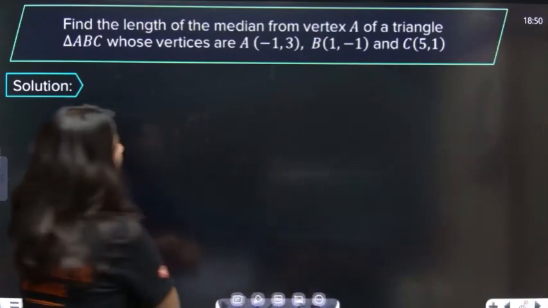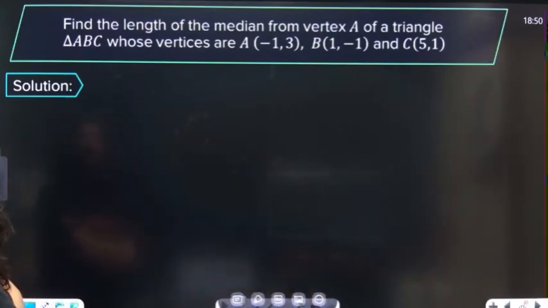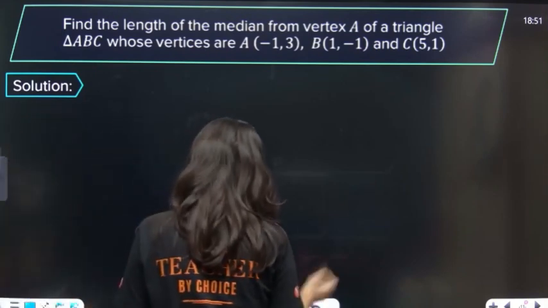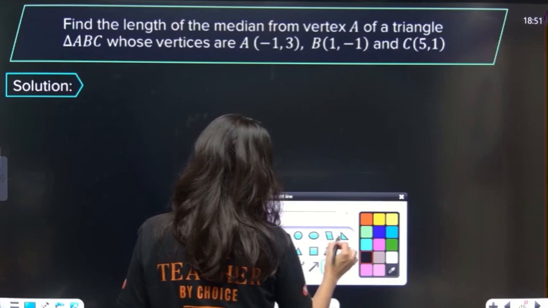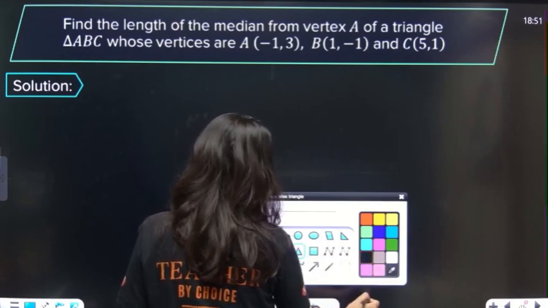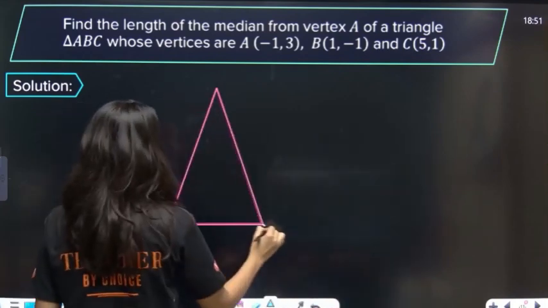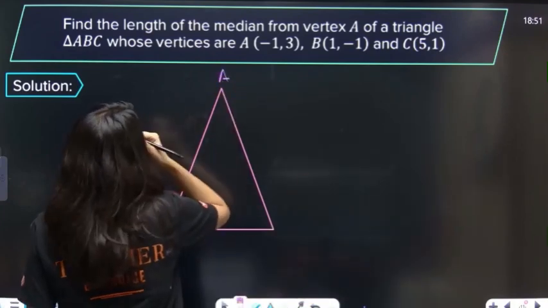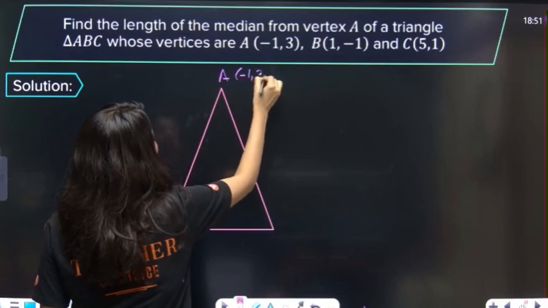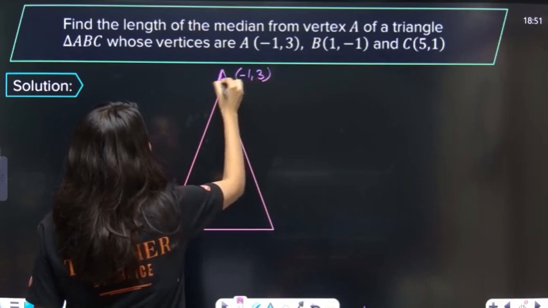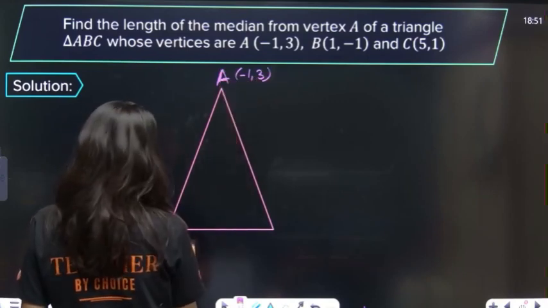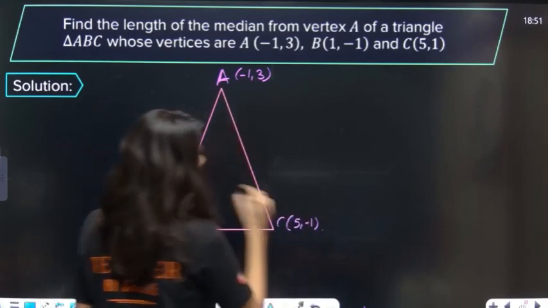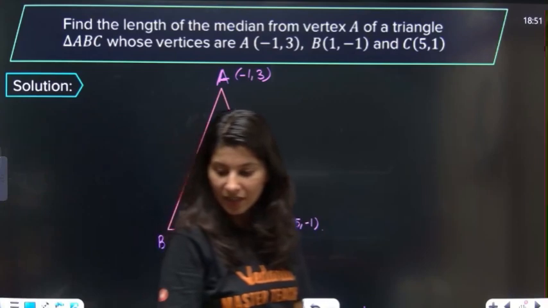Find the length of the median from vertex A of a triangle ABC whose vertices are given. Whatever the question is, please make a habit of plotting the diagram. Make a habit of plotting the diagram, only then will you be able to solve it. A is (minus 1, 3), B is (1, minus 1), and C is (5, minus 1). All the coordinates are given to you.